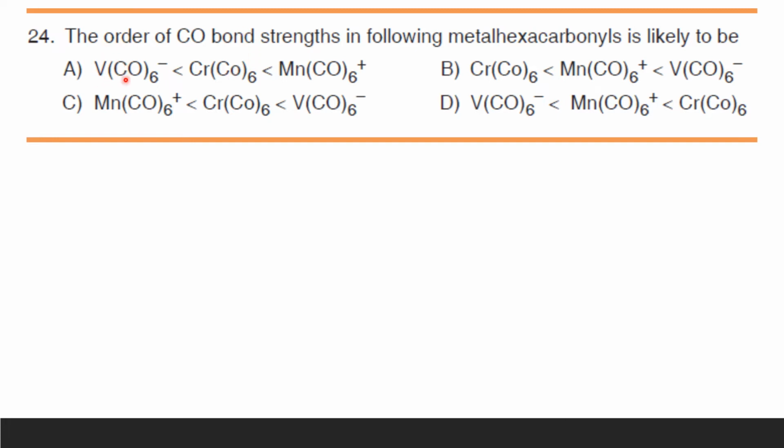So in the options, you are provided with three different complexes, that is metal hexacarbonyls, and you're asked to arrange these complexes in the increasing order of CO bond strength. CO bond strength means CO stretching bond strength. Okay, so this is how you have to arrange. Now, in order to answer this question, we need to know some facts.